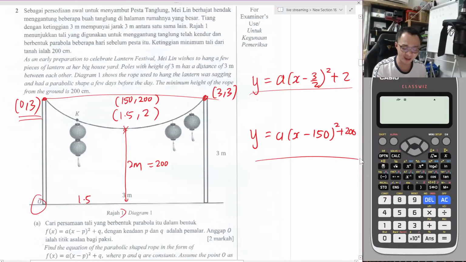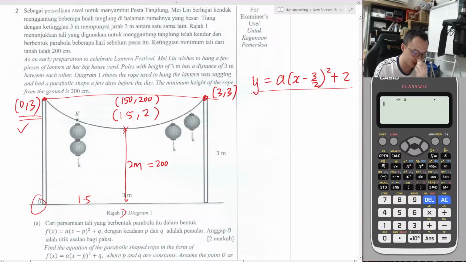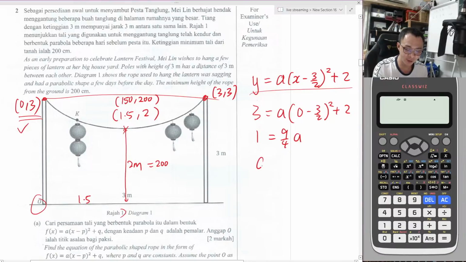But if you are using centimeter, this one will be 300 and 300. Okay, you get the idea. But over here, I will just use the meter. So I will just sub this coordinate. When y equals 3, x equals 0. So this is 0 minus 3 over 2 square plus 2. So I will move the plus 2, 3 minus 2, I will get 1. So this one, 3 over 2 square, I will get 9 over 4a. So my a will be 4 over 9. Yeah, I believe if you use centimeter, you will get something like 1 over 225.